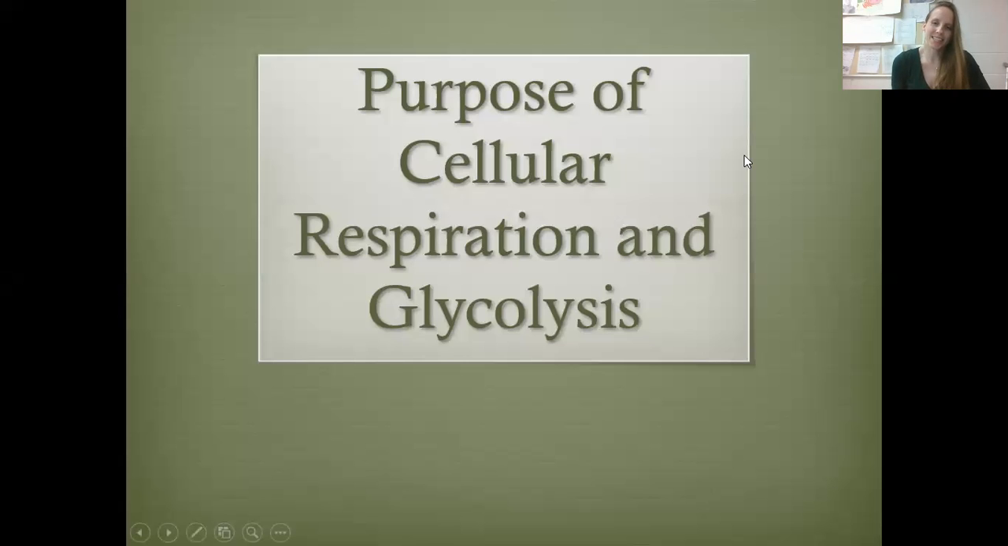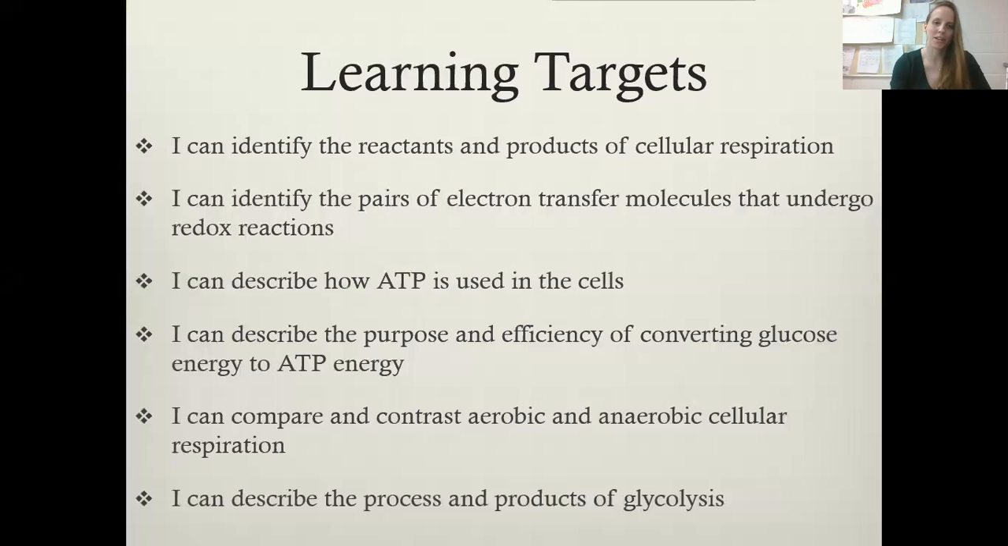So for this lesson on cellular respiration, we're going to be going over the reactants and products of cellular respiration. We're going to go over the different molecules that transfer electrons and undergo redox reactions. We're going to talk about how ATP is used in cells and how glucose is converted into ATP energy. We're going to briefly talk about the difference between aerobic and anaerobic cellular respiration, and then we're going to get into the first step of cellular respiration, which is glycolysis.